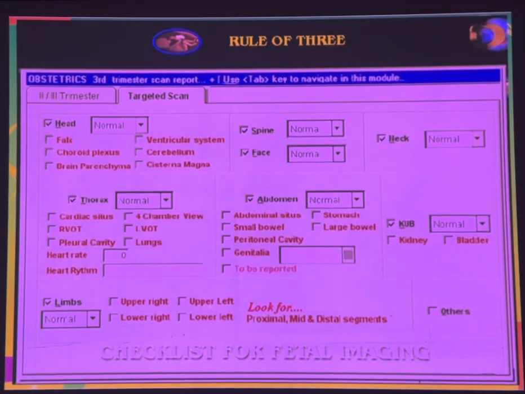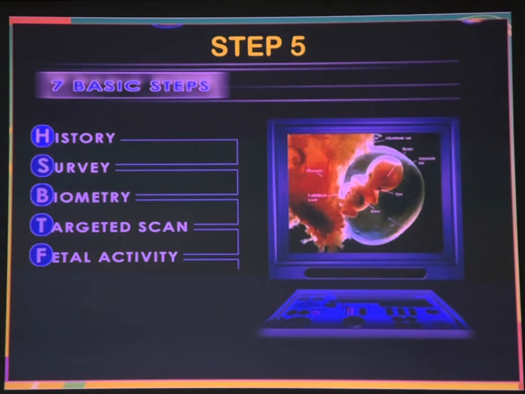Then we have to see both the kidneys and the urinary bladder, whether the bladder is full or not. In the bladder particularly we have to look for prune belly syndrome or posterior urethral valve obstruction. In the limbs we have to see the upper limb right, upper limb left, humerus, radius, ulna, fingers, and the lower limb, femur, tibia, fibula, and we have to see the proximal, mid and distal segments of the limb also. So this is the checklist for fetal imaging.